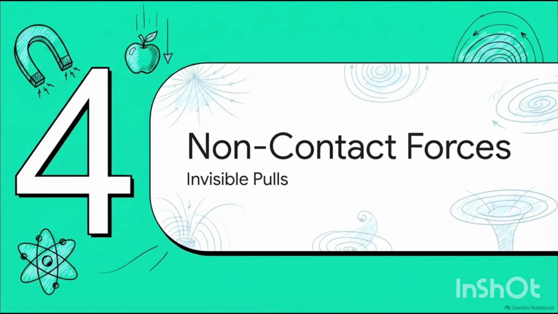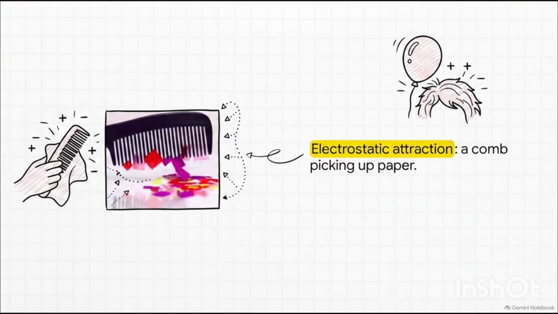All right, let's shift gears and dive into Section 4, invisible pulls, non-contact forces. We're leaving physical touch behind entirely here. A classic example of a non-contact force is electrostatic force. We've all done this as kids, right? You rub a plastic comb or balloon to create a static charge. Once charged, that object can exert a real physical force from a distance without touching anything.